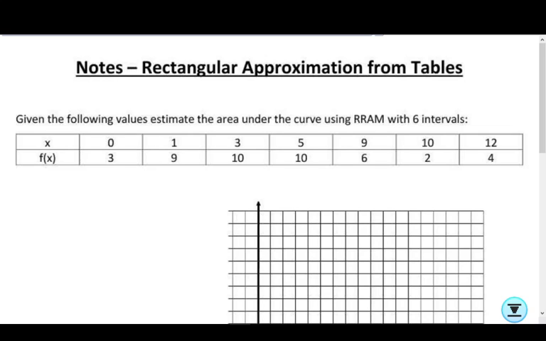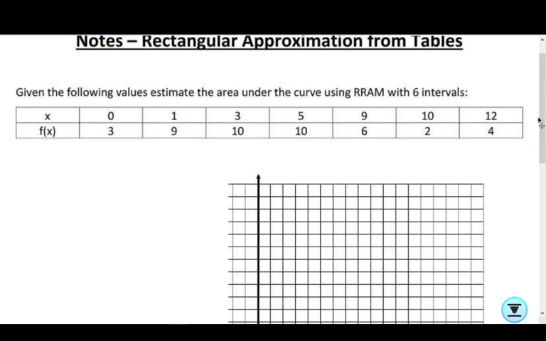So today we're going to be doing rectangular approximation, but we're going to be doing it from tables. We've been doing it from functions for the last couple of days, and there's not much difference. Where we did it with a function, we would actually create this table. Basically this table represents what we've been doing with our functions, where these values here are my x values, and these are my y values.